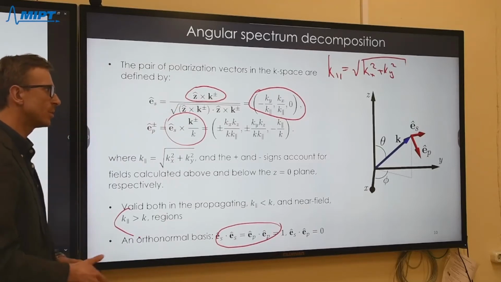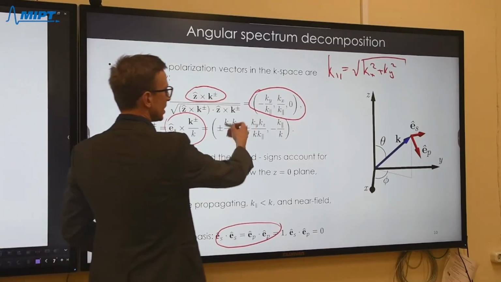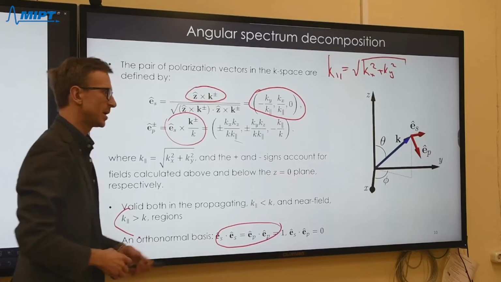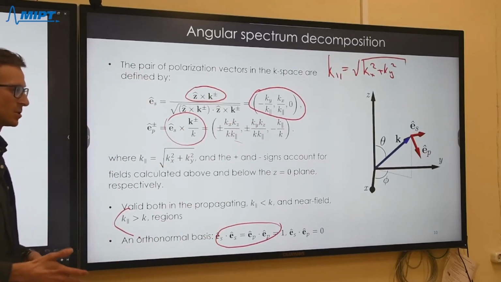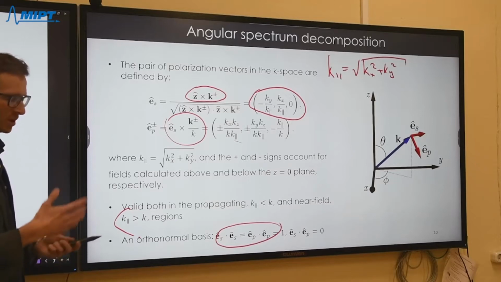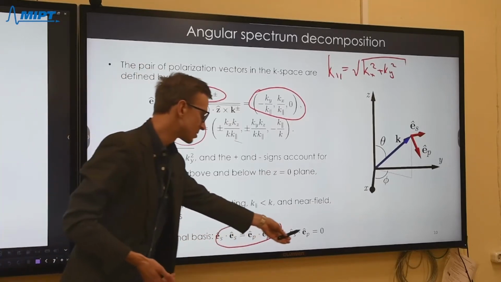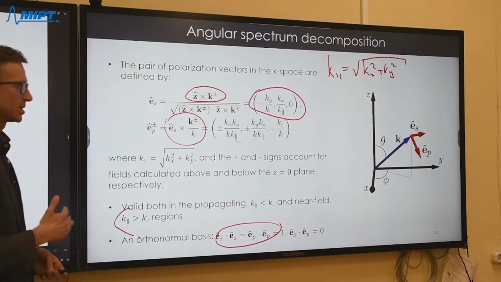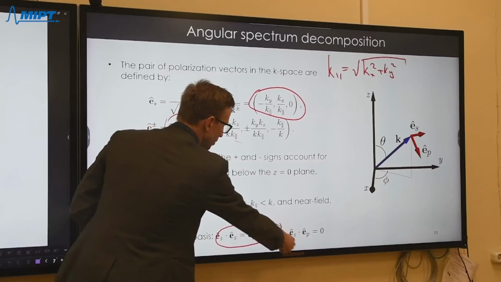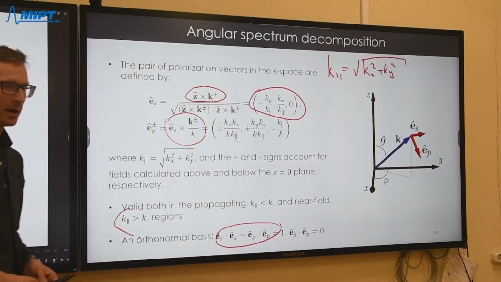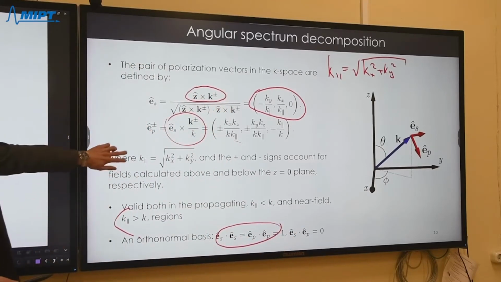Sometimes they will be complex valued, because kz that enters these expressions may be complex valued in the evanescent region, or it can be imaginary. So these vectors may also have imaginary as well as complex components, and so they will be perpendicular or orthogonal to each other in the sense of the unconjugated dot product.